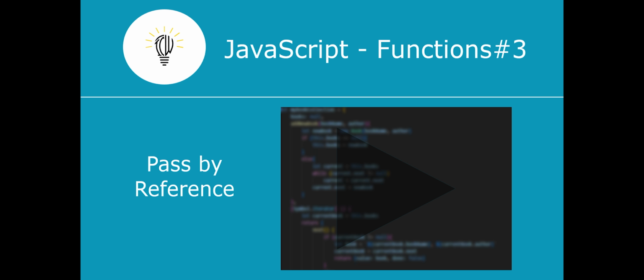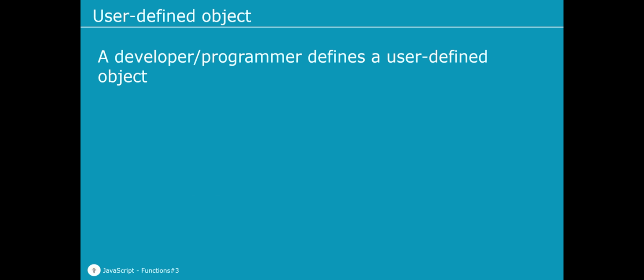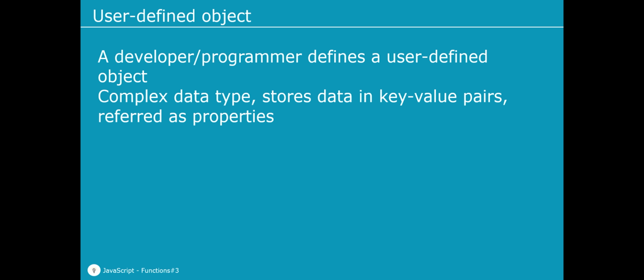Now it's time to understand pass by reference. And for this, we start by understanding the concept of a user-defined object. Generally, a developer or a programmer defines a user-defined object, and it is a complex data type that stores data as key value pairs, and these key value pairs are referred to as properties. But why do we need these objects? So when we write software to solve a real life problem, we use these objects to represent an entity.